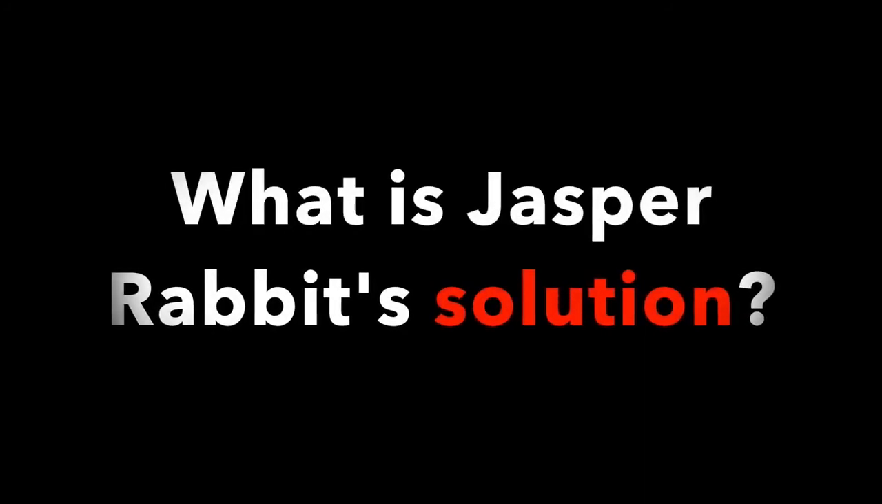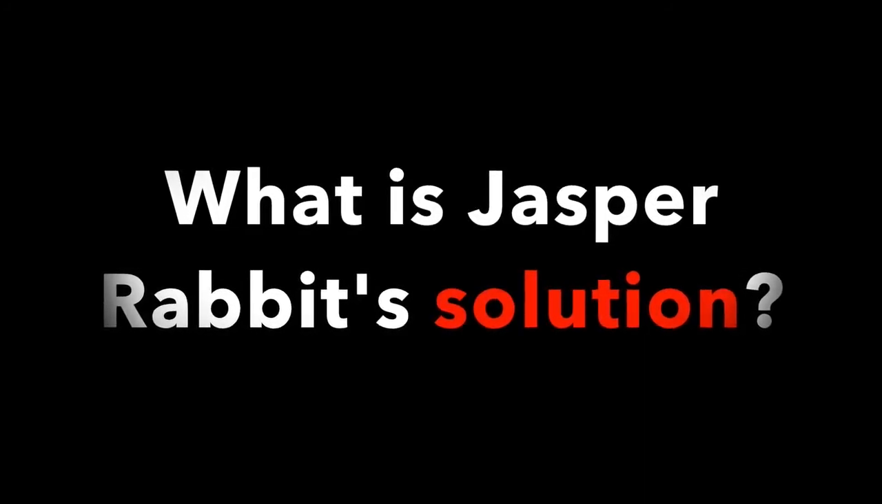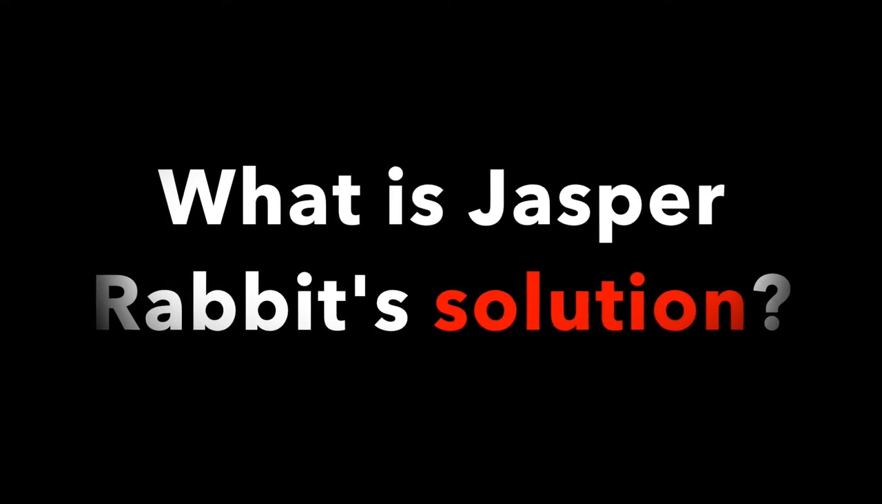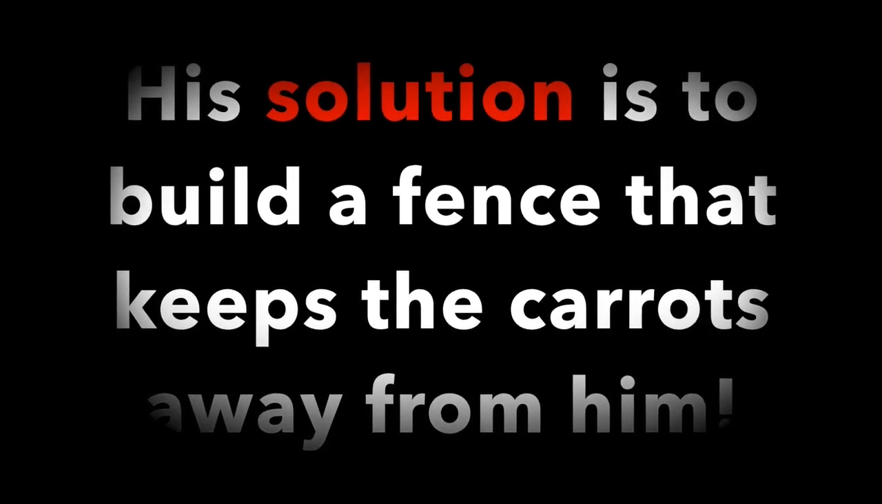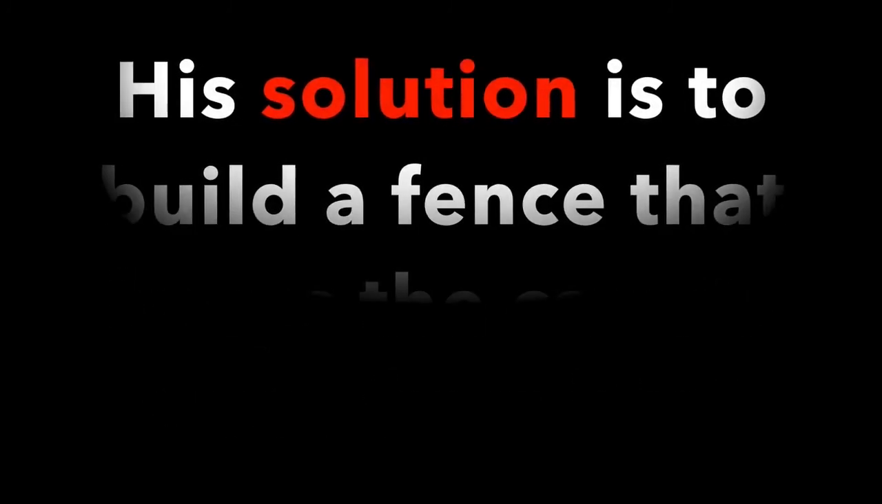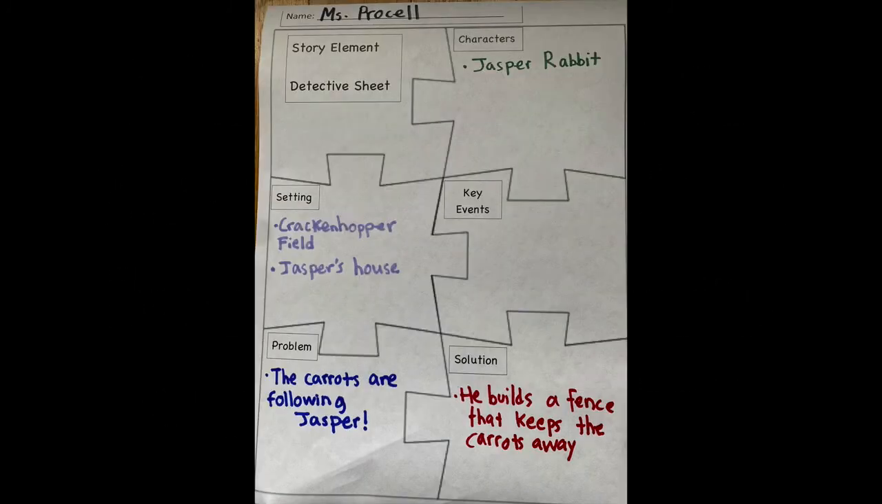What is Jasper Rabbit's solution? Pause the video and think about what his solution is. His solution is to build a fence that keeps the carrots away from him. It traps them inside. Now please fill out the solution section of your graphic organizer. Here's what your graphic organizer should look like now.